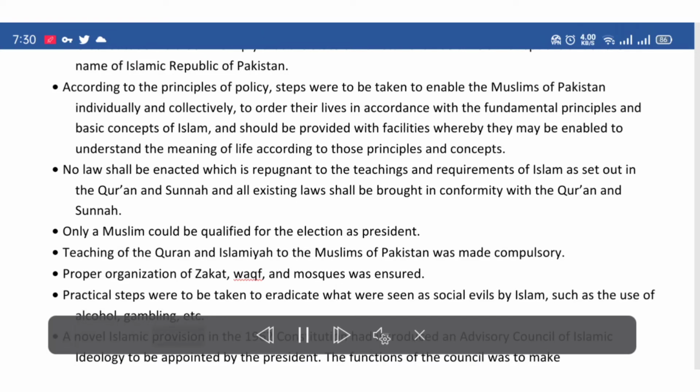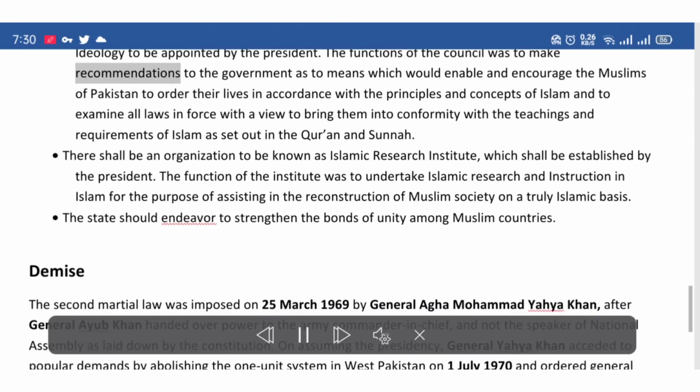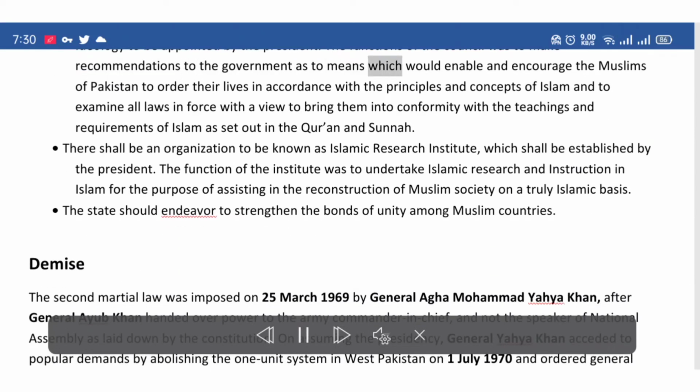A novel Islamic provision in the 1962 Constitution had introduced an Advisory Council of Islamic Ideology to be appointed by the President. The function of the council was to make recommendations to the government as to means which would enable and encourage the Muslims of Pakistan to order their lives in accordance with the principles and concepts of Islam, and to examine all laws in force with a view to bring them into conformity with the teachings and requirements of Islam as set out in the Quran and Sunnah.